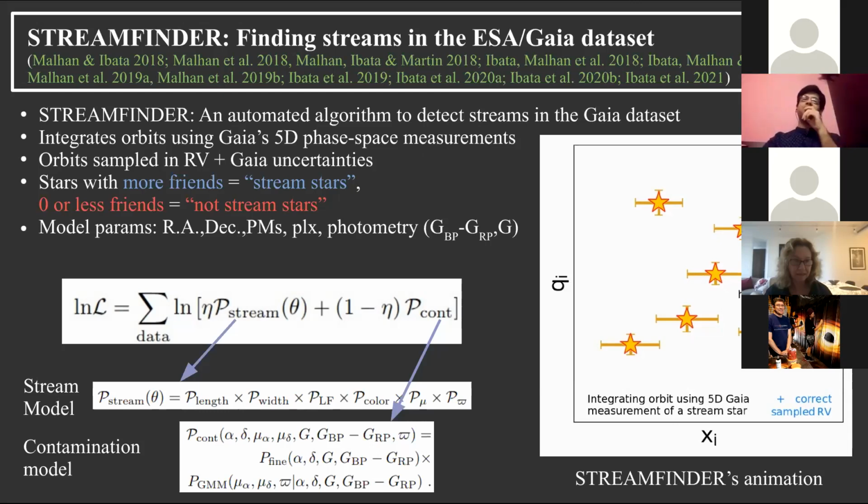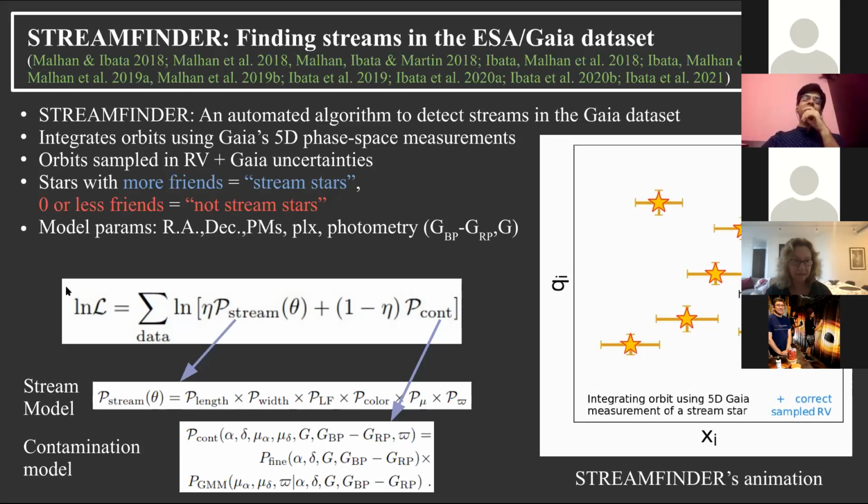And so the model parameters are positions, proper motions, parallaxes, and also photometry, because in finding streams, we ensure that the detected stream follows a certain stellar population as we expect from dwarf galaxies, for instance. And because stream detection is also a signal detection at the end of the day, it's all about trying to detect a signal, sometimes even a very weak signal, on top of a contamination.